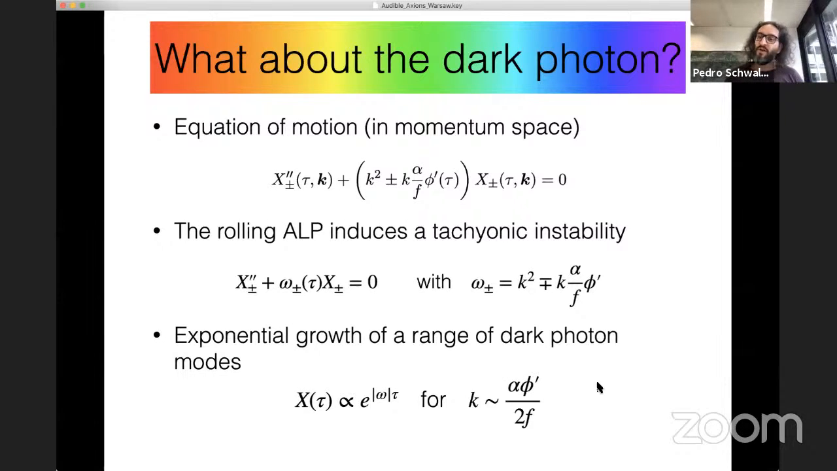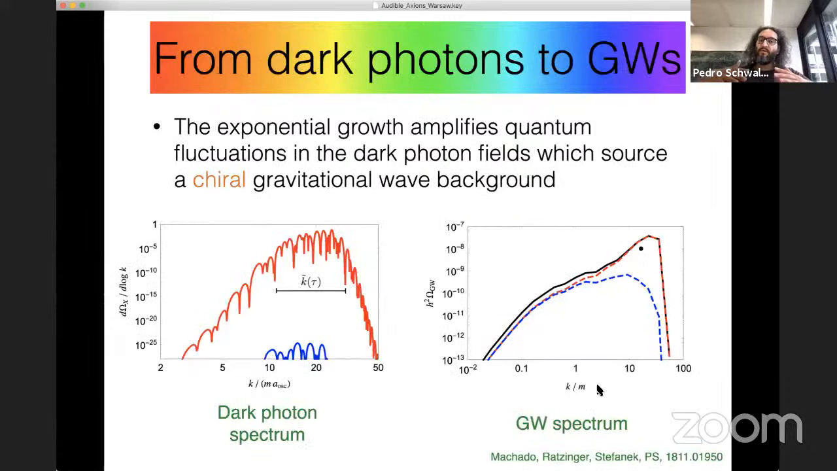Typically, if you couple a very light particle with a very small coupling to another field, the friction it exerts on this field is very small because the decay rate is tiny. But because of this exponential amplification, this is a very efficient way of dissipating energy. What this also does is blow up the quantum fluctuations which are already present in the dark photon field for that particular range of momenta. So if you look at the dark photon spectrum, you see a range of momenta for which one of the polarizations has a very high occupation number, while the other one is essentially irrelevant.